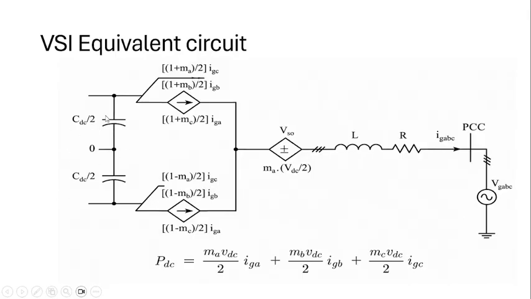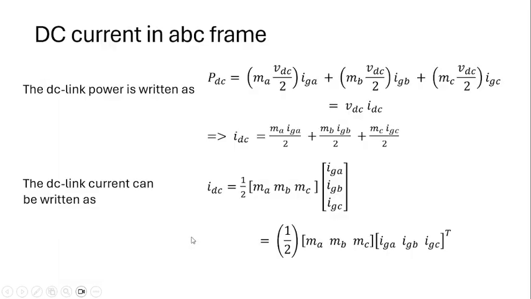this is a single capacitor we split into two for measuring the inverter pole voltage, that is VA0 is equal to VA. DC link power is written as PDC equals MA VDC by 2 into IGA, plus MB VDC by 2 into IGB, plus MC VDC by 2 into IGC, and it can be written as VDC into IDC.